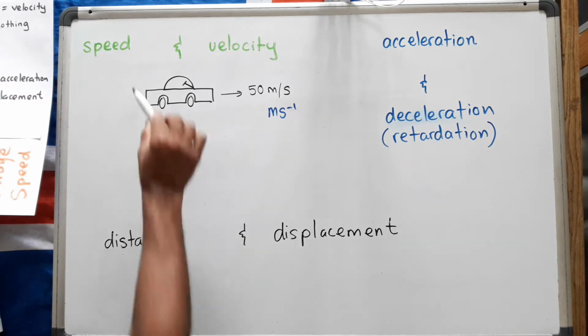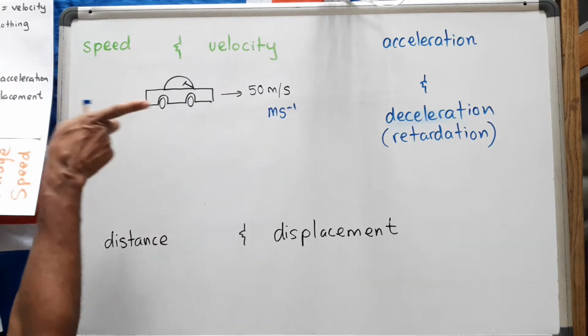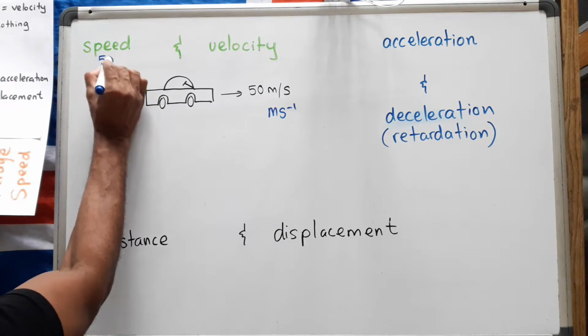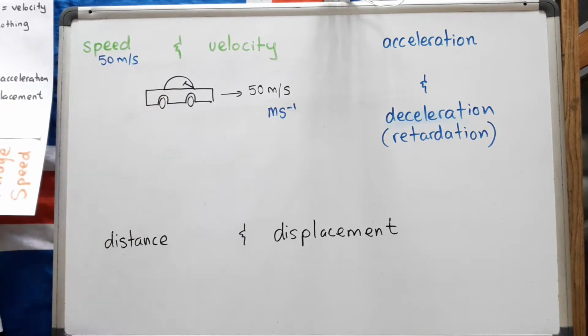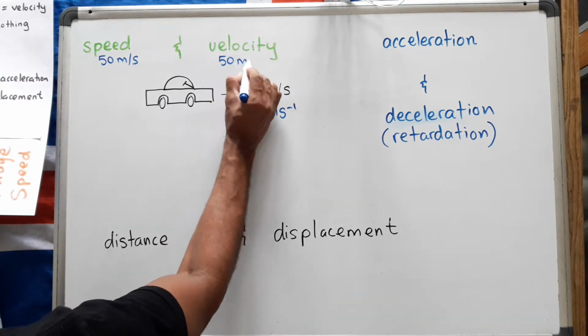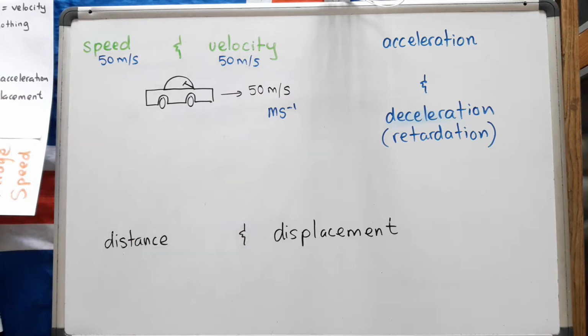Now here I have a car, and the car is going that direction at 50 meters per second. So what is the speed of the car? Well, the speed of the car is just 50 meters per second. And if I were to ask you the velocity, I would say that the velocity is 50 meters per second. So at first glance, it seems that speed and velocity are the same exact thing. However, there's a slight difference.